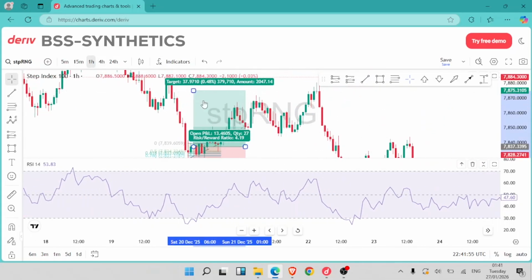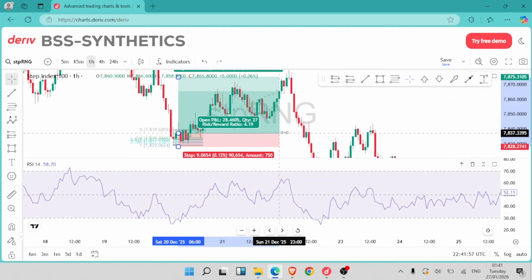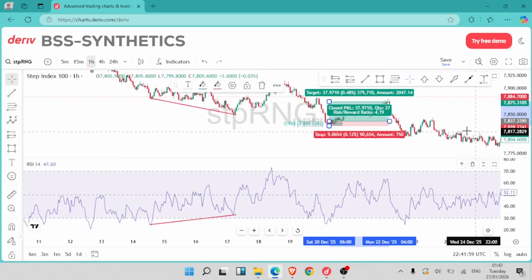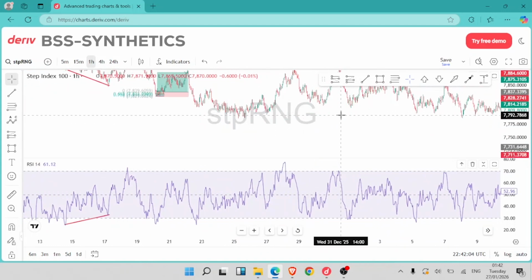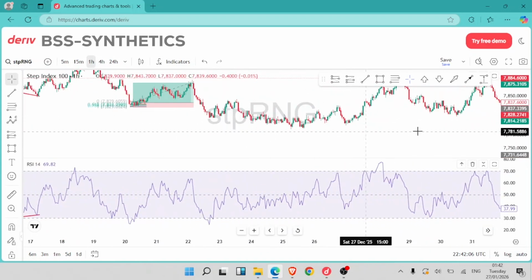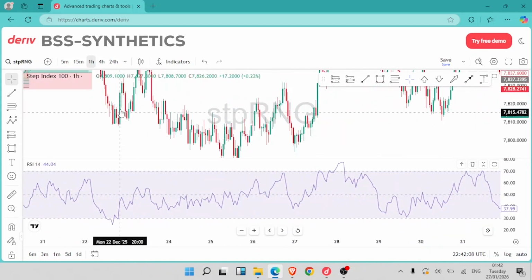Let us see if it goes to 4. You can see this one got to 4, and you can see after that price will continue going lower, and probably you would have taken a loss if you had targeted a higher risk to reward ratio.